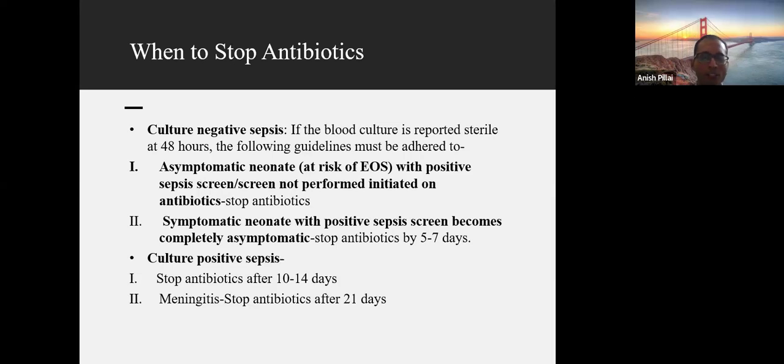But for meningitis, you need to give for 3 weeks. And for meningitis, you might need a little more in-depth evaluation. You want to see that there are no complications of meningitis, no subdural empyema, no ventriculitis. So before stopping antibiotics in a case of meningitis, you might need to do a few more extra steps to ensure complete clearance of the bacteria.